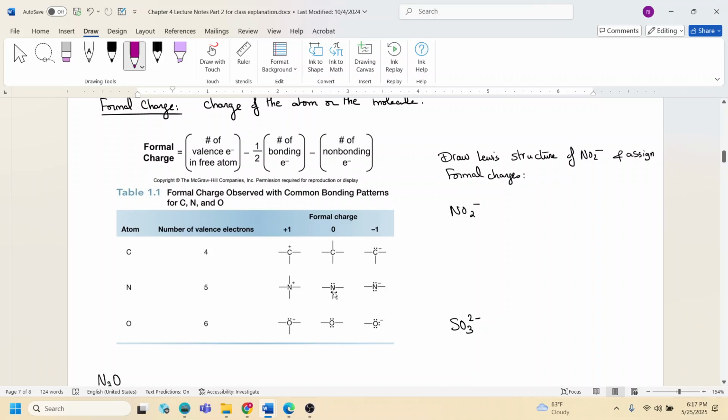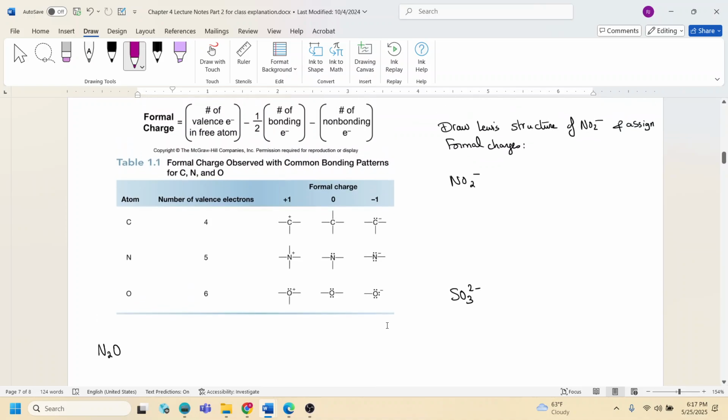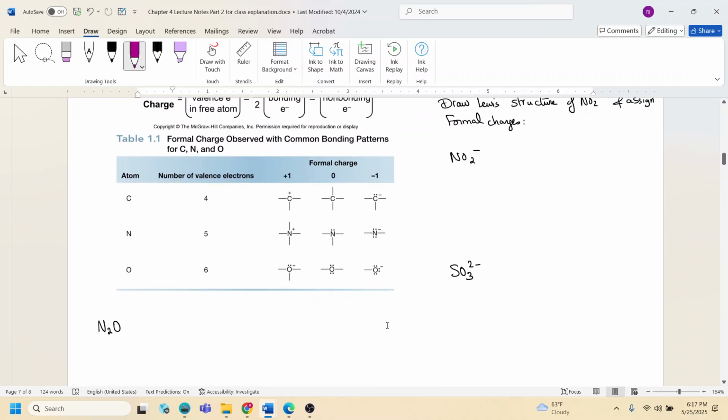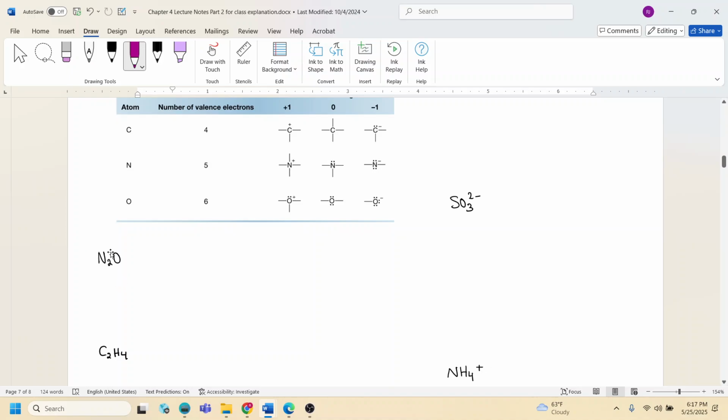Nitrogen, to be a zero charge, it needs to have three bonds and a lone pair. If it's four bonds, no lone pair, it's a plus charge. If it's two bonds and two lone pairs, it is a negative charge. You will learn how to know these with practice. Oxygen, normally it's two bonds and two lone pairs, no charge. Three bonds, one lone pair, it's a plus charge, and one bond, three lone pairs, this is a negative charge. So these are more practice on Lewis structure.